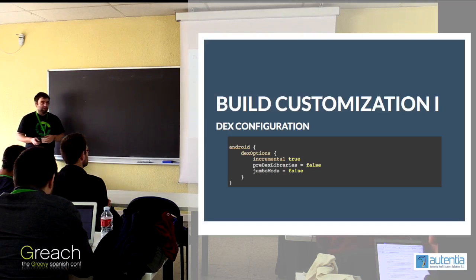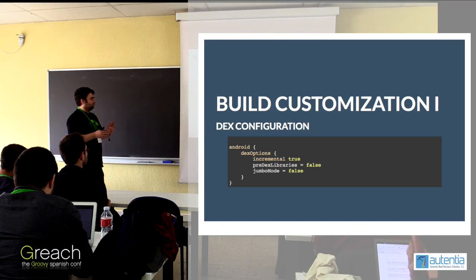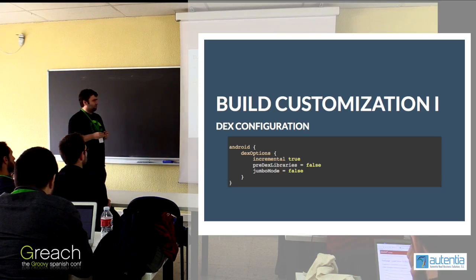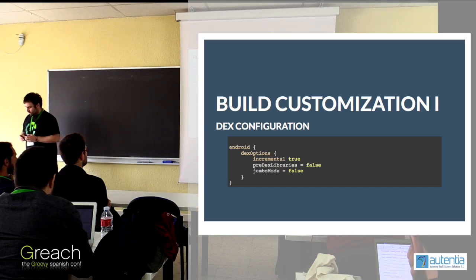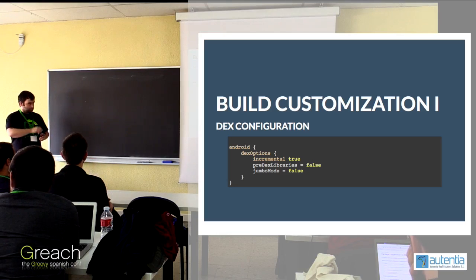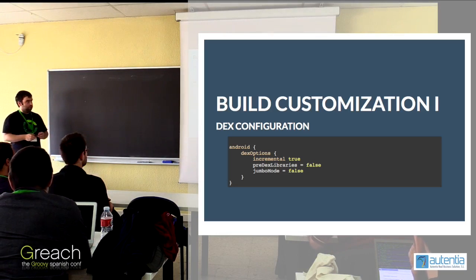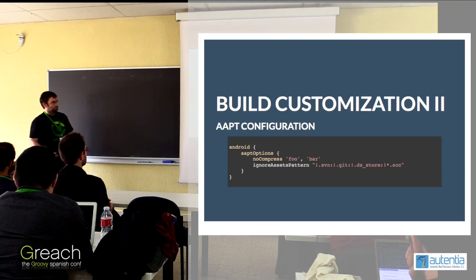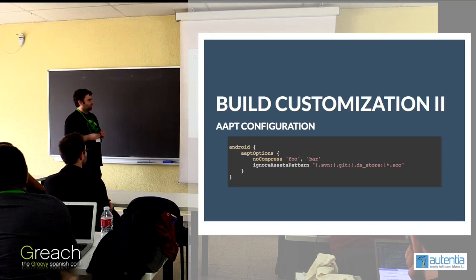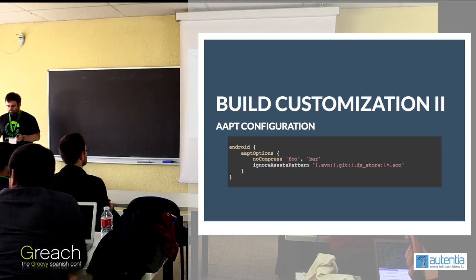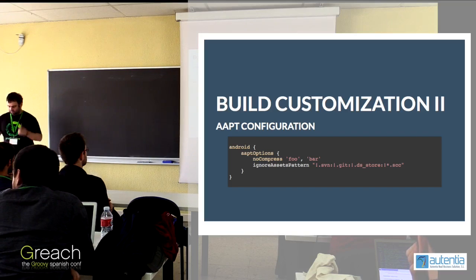There are plenty of more customizations which are specific to, for example, DEX options. If you want to use incremental DEX, or you need this jumbo mode, or if you want to pre-DEX libraries to make it faster, or make it reusable especially when you have libraries. That's important, I think. And even more customizations like AAPT options for dealing with your assets. Yeah, that's not that fancy, I guess.